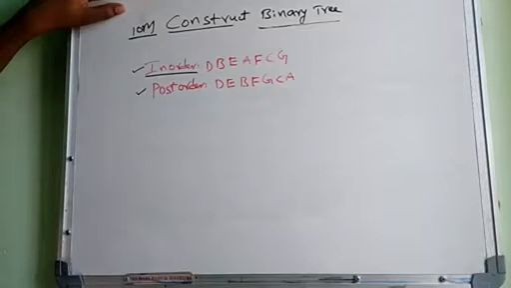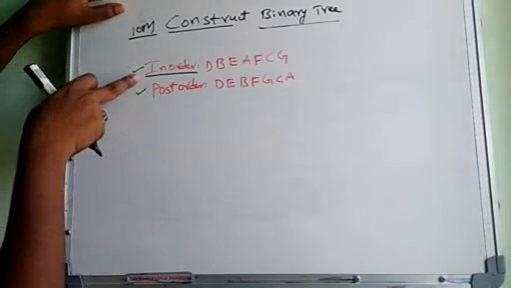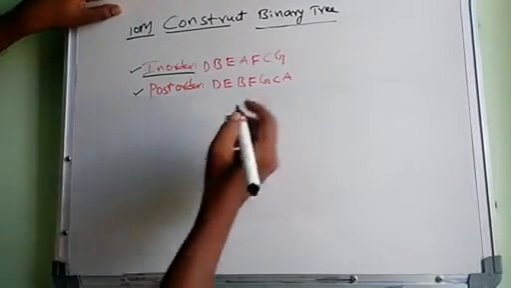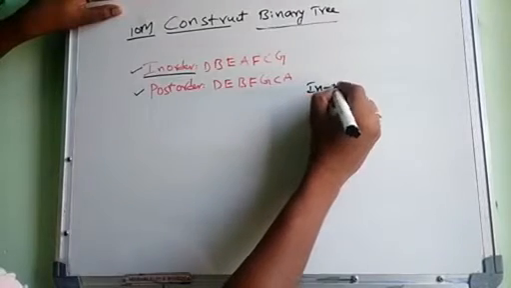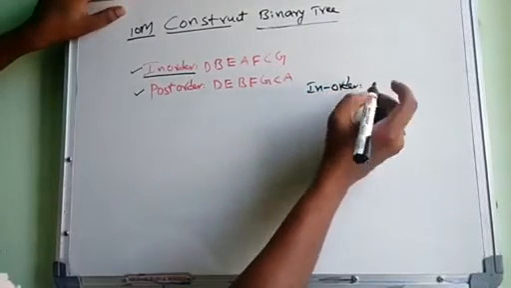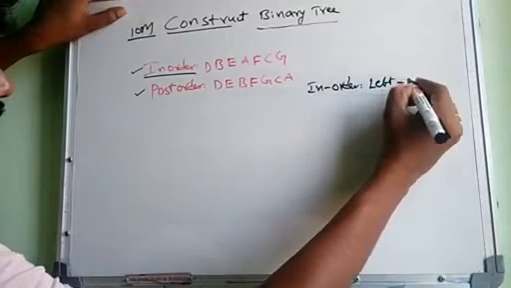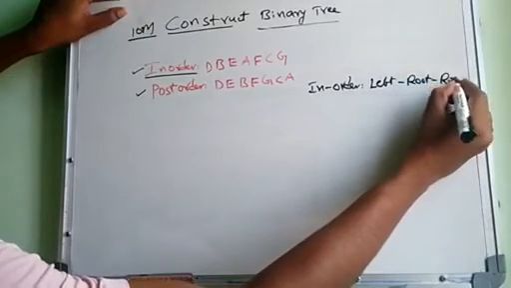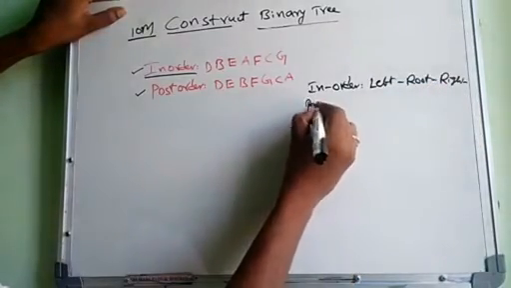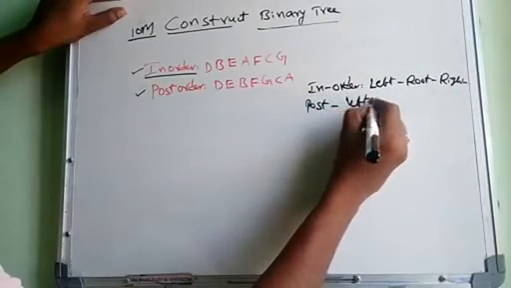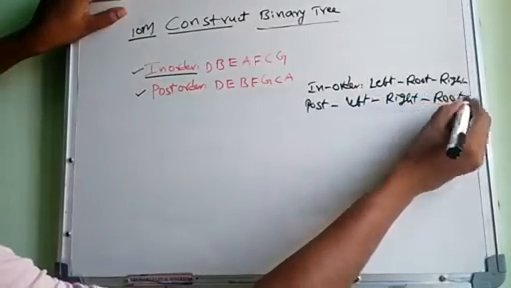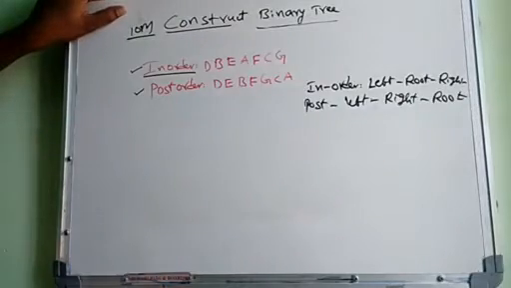Whatever order they give, the default is in-order. Without in-order we cannot construct a binary tree. I think you know which order visits which node first and which last. In-order: first left, next root, next right. Post-order: first left, next right, next root. Post means last, so the root is visited last.